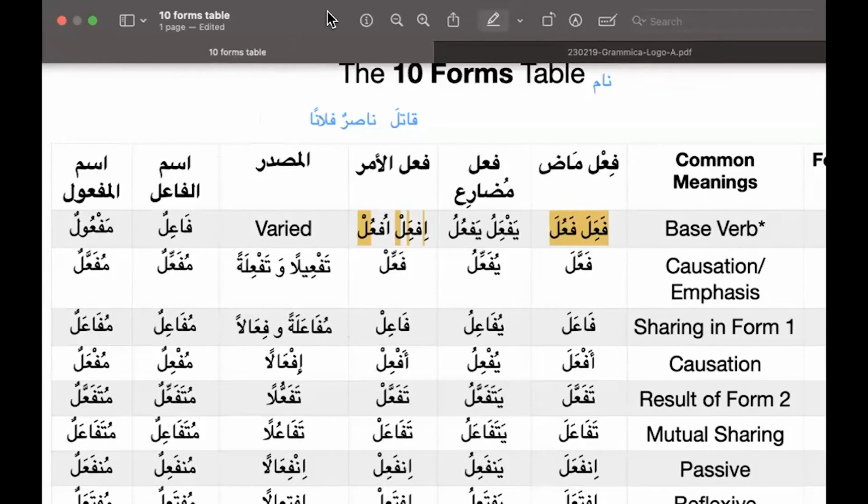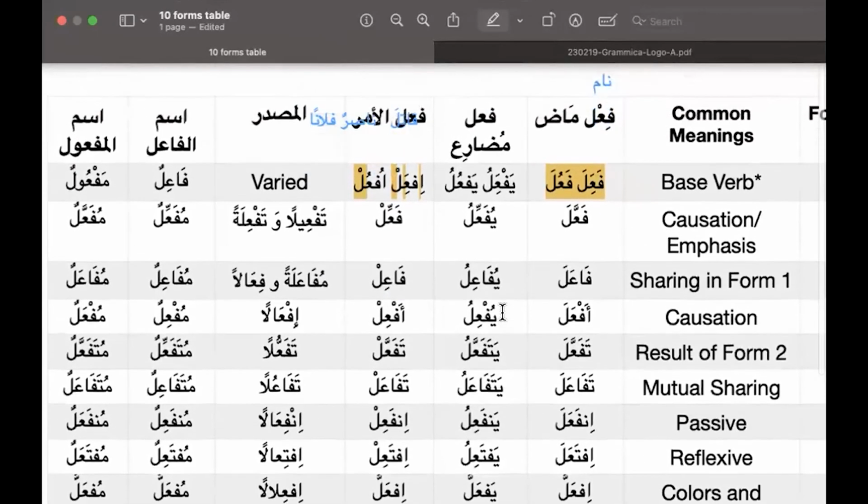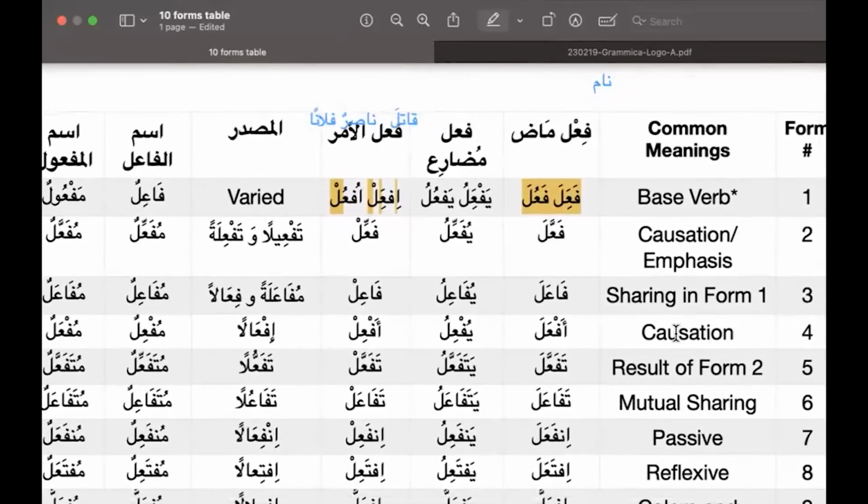All right, good. Let's move down to form 4. Now form 4, you'll see, is causation. We saw this in form 2 as well. Causation here, causation there. So form 4 often means causation, and that's the common meaning. And so there is often form 2 and form 4 both with causation.